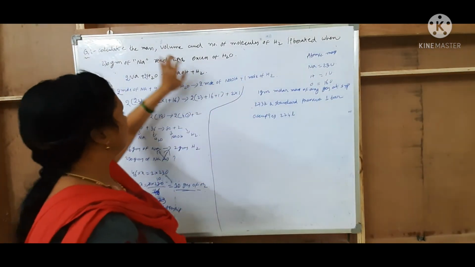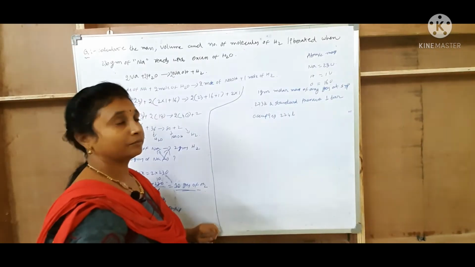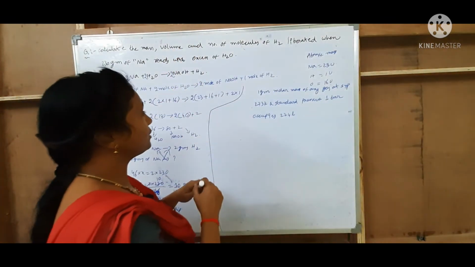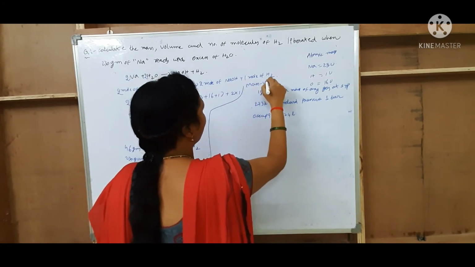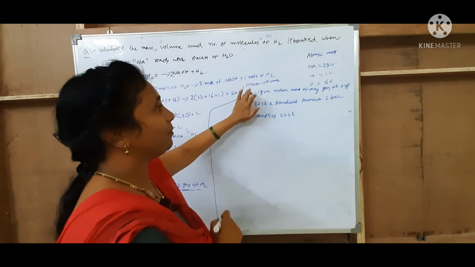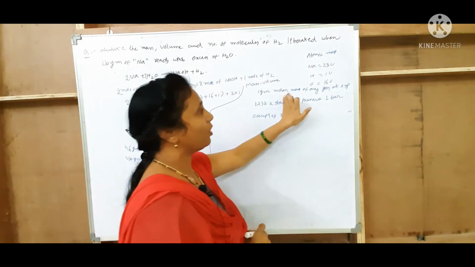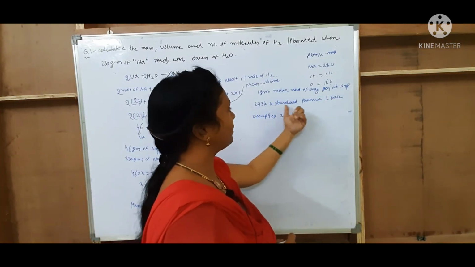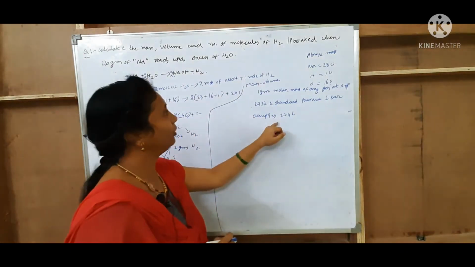The next one, here we have to find the mass. The next one you have to find out the volume. This relationship is known as mass volume relationship. The mass volume relationship is nothing but the 1 gram molar mass of any gas at STP, 273 kelvins and standard pressure 1 bar, occupies 22.4 liters.